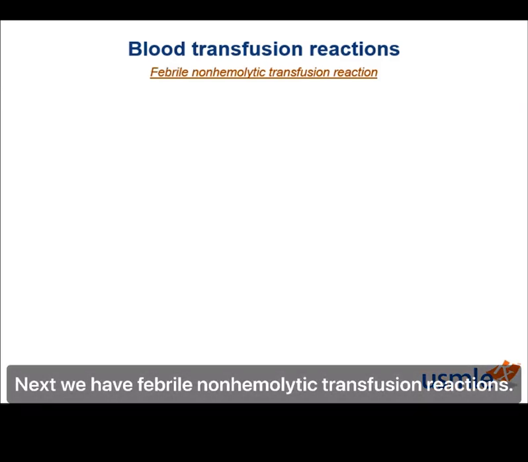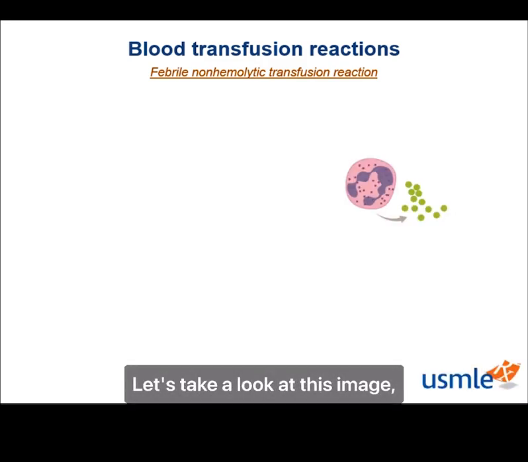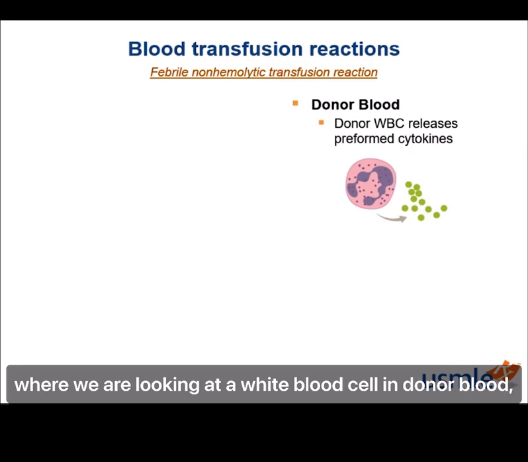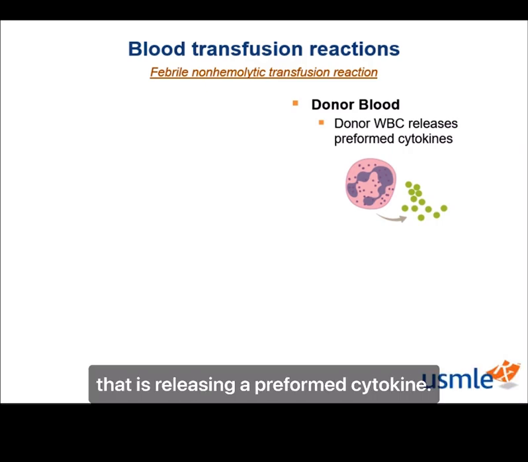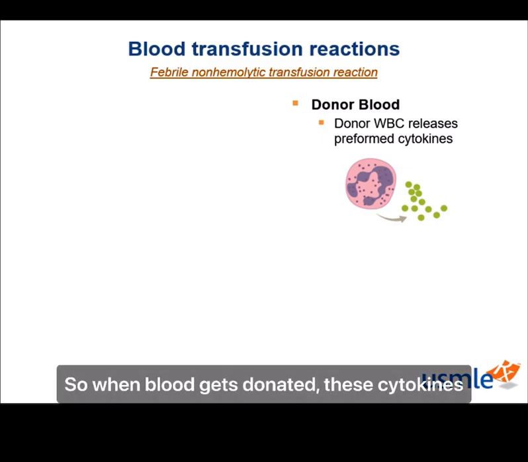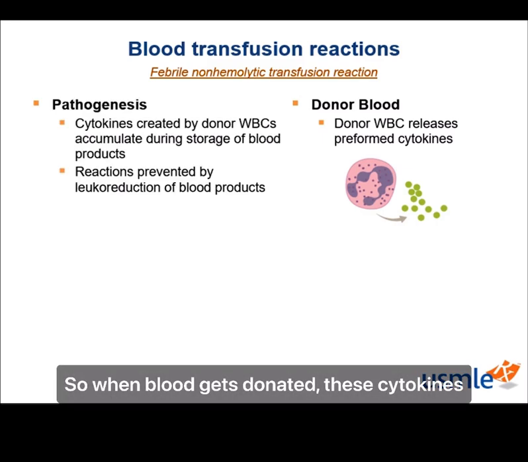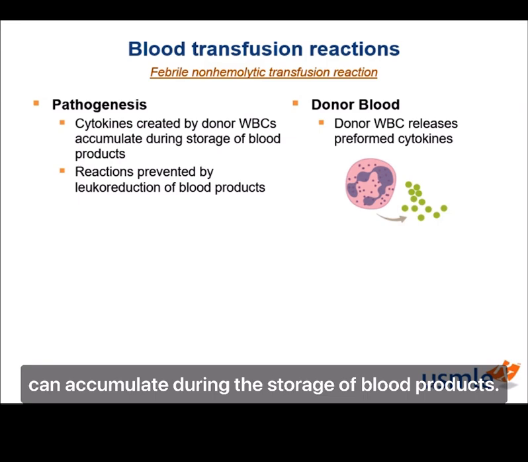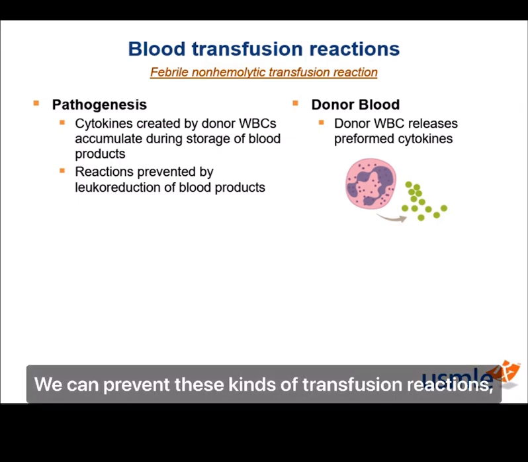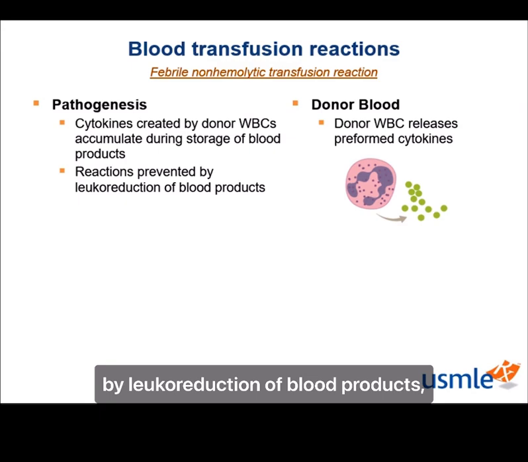Next, we have febrile non-hemolytic transfusion reactions. Let's take a look at this image, where we are looking at a white blood cell in donor blood that is releasing a preformed cytokine. So when blood gets donated, these cytokines can accumulate during the storage of blood products. We can prevent these kinds of transfusion reactions by leukoreduction of blood products, which is exactly what it sounds like. We are reducing or filtering out leukocytes from whole blood before transfusion.